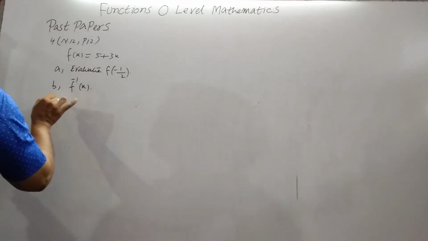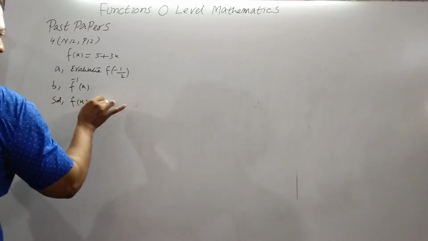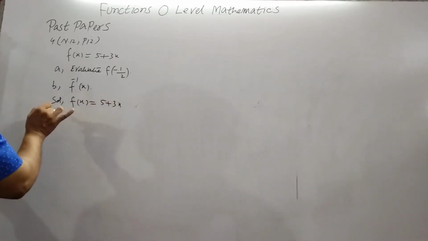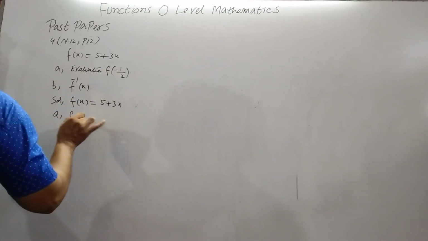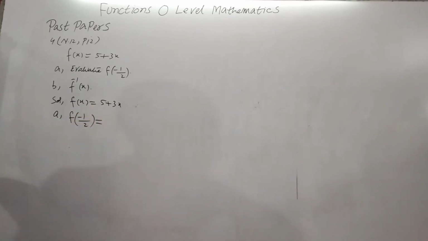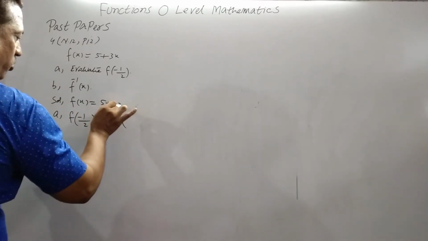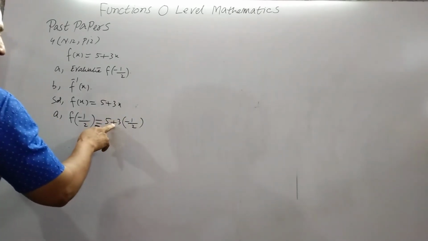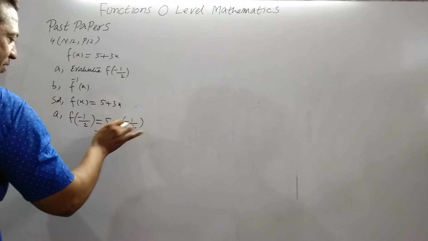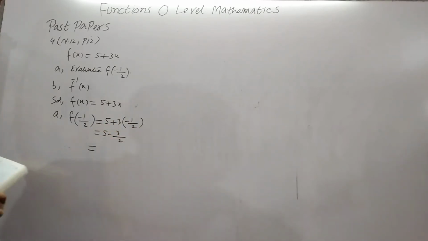So the solution is, given that f(x) is equal to 5 plus 3x, the first part A is evaluate f of minus 1 upon 2. So f of minus 1 upon 2 means we have to put minus 1 upon 2 where we see x. So 5 plus 3 into x, x is minus 1 upon 2. 5 plus, multiply by minus, is minus 3 1s are 3 upon 2. So 5 minus 3 upon 2.